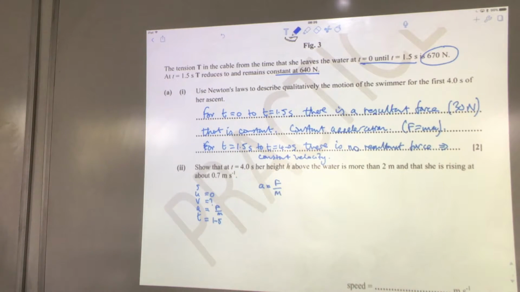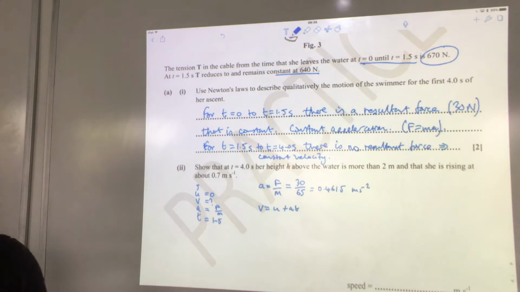So let's work out the acceleration. It's the resultant force divided by the mass. I've already noted above that the resultant force was 30 newtons. So that's 30 over 65, which gives us 0.4615. I'll write that down to 4 significant figures because that's a step in my calculation. Now we can use v equals u plus at.